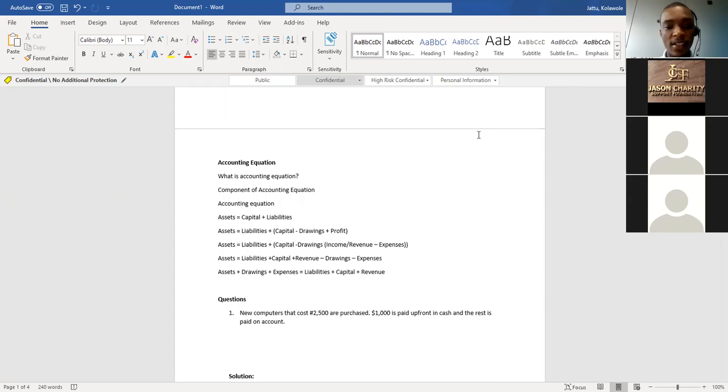Okay, so the next thing, I think I've mentioned that already. I've defined the accounting equation as showing the relationship among the elements of the financial statement. So the next thing is the components of the accounting equation. We have 3 components, but if you further break it down, we have 5 major components. The components of the accounting equation are assets, capital, and liabilities.